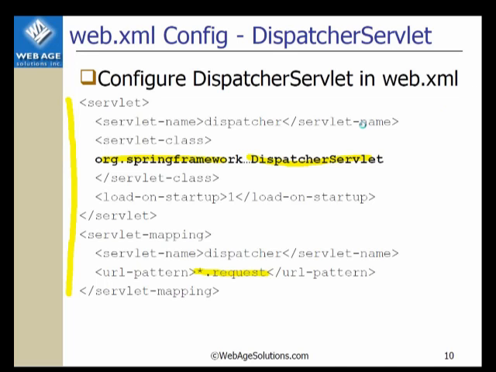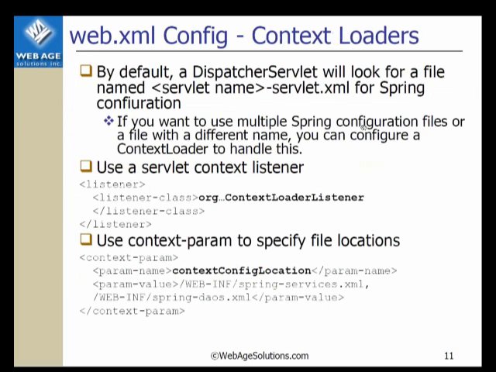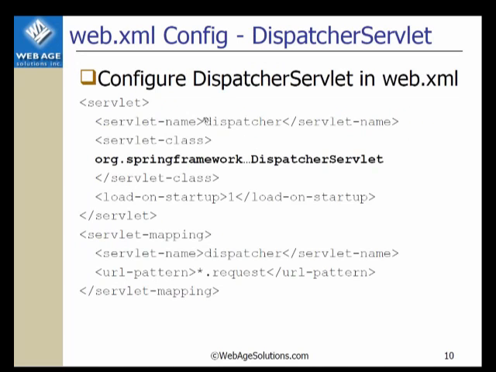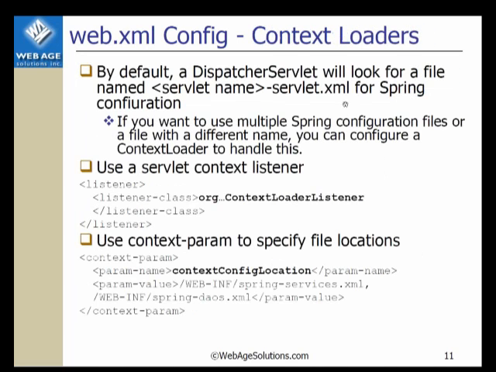All right. Now, by default, a dispatcher servlet will look for a Spring configuration file with -servlet.xml on the end, whatever the servlet name is. So in the prior example, the actual servlet name in web.xml was called dispatcher. So this would look for dispatcher-servlet.xml for Spring configuration. If all of your Spring configuration is in that XML file, you don't have to do any other configuration.